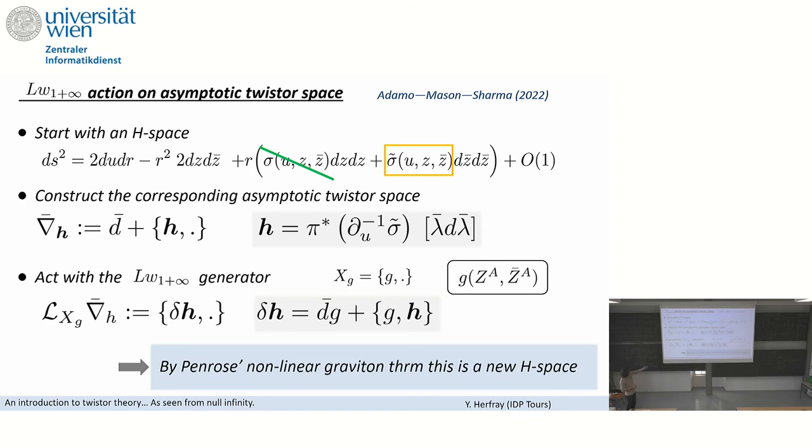What you do is you start with a given shear, you lift it in twistor space, you act with your symmetry, you have a new differential operator, you run your nonlinear graviton theorem, you go to scri, and you get a new shear. So it's clear, just by reading the paper of Lionel, Tim, and Atul, that there is an LW1+∞ action on the data at scri. The question that we ask ourselves with Laura and Laurent is, what does it look like? This is a very abstract statement.